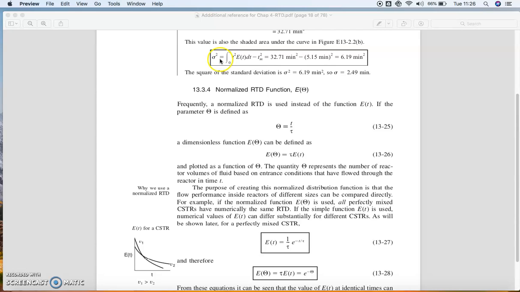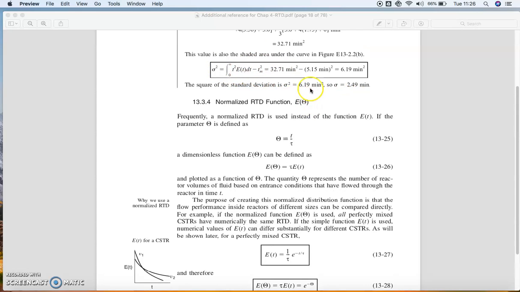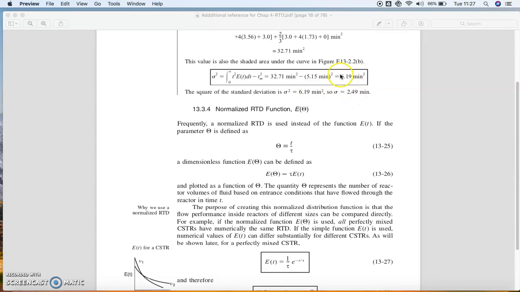Okay, so variance can be solved using two formulas. One is this, another one is the one that I showed you earlier. Both will give you more or less the same value. So variance is 6.19. If you want to calculate the standard deviation, which is sigma, it is equal to 2.49, right?